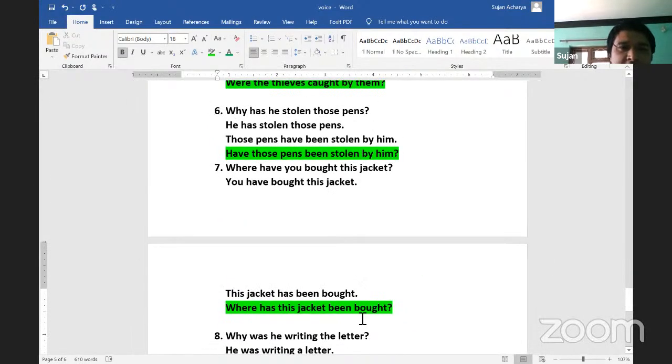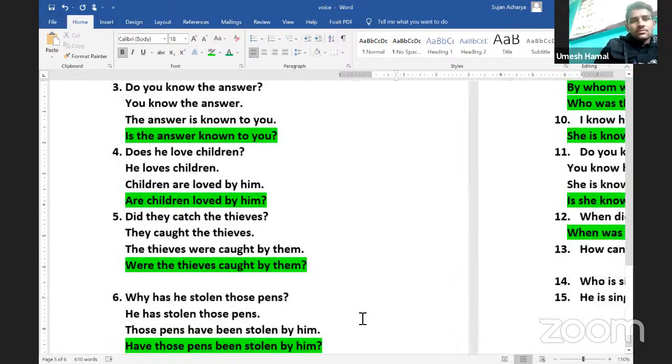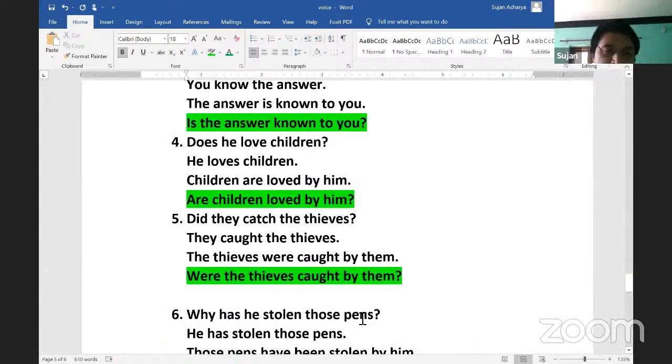Are the children loved by him? Does he love children? Yes. Does he love children? No. Yes-no question. He loves children.